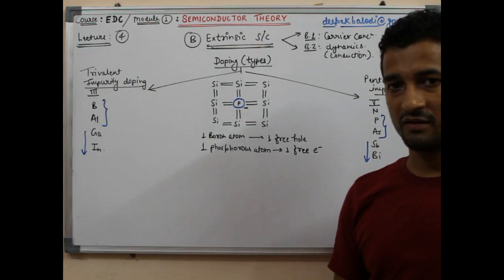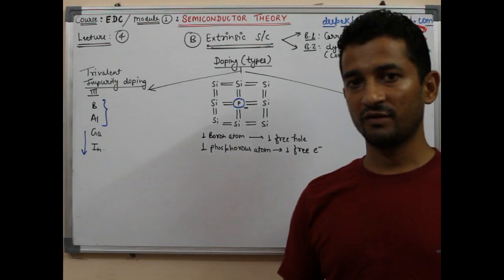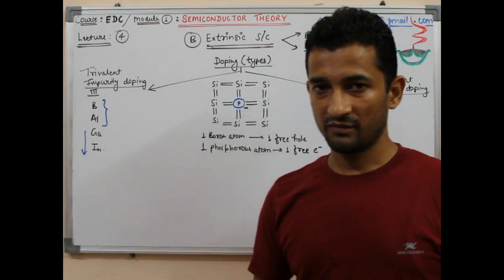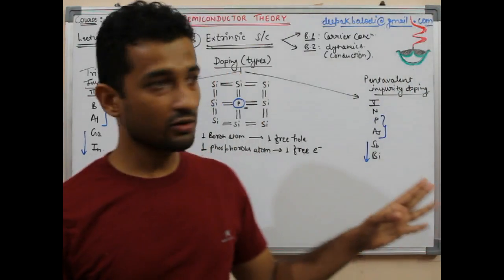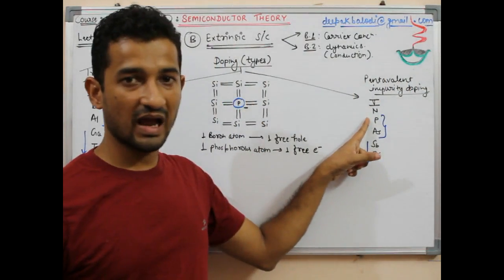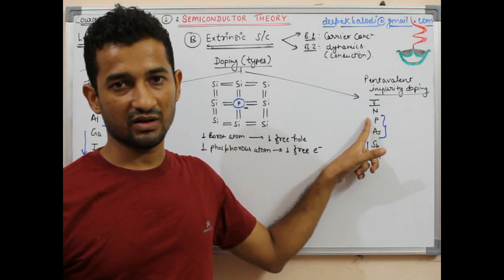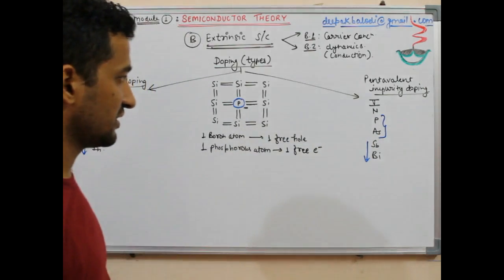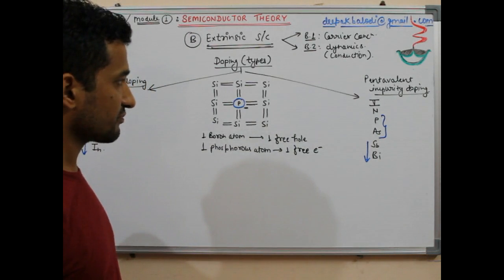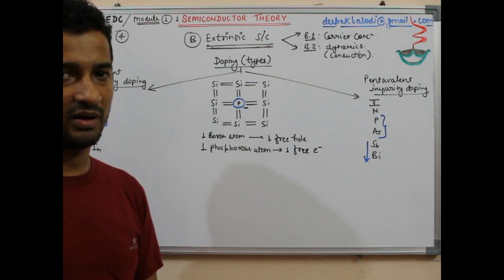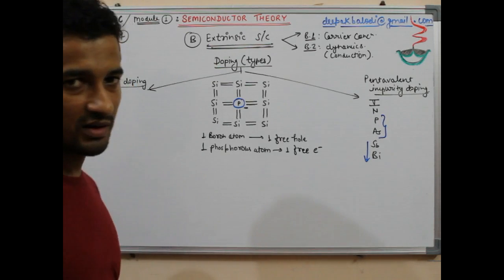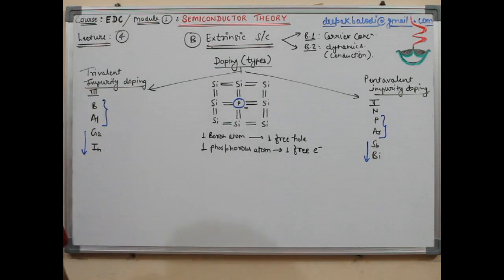So if we are trying to achieve some figure of 10 to the power 14 or 15 free electrons, let's say, then we'll have to provide 10 to the power 14 or 15 phosphorus atoms within the intrinsic silicon. So this is kind of a motivation, and we'll be looking at this in detail. But before that, let us understand what is happening when we are imparting these things inside the silicon.